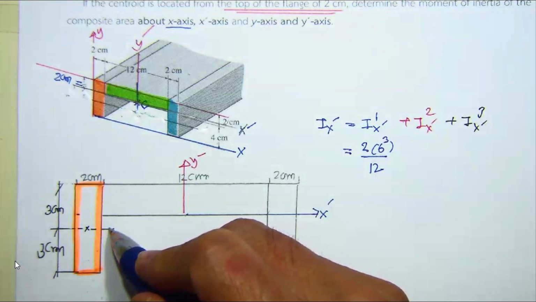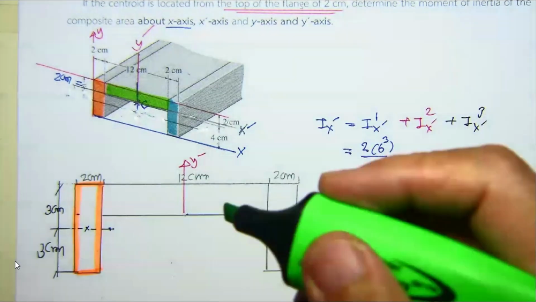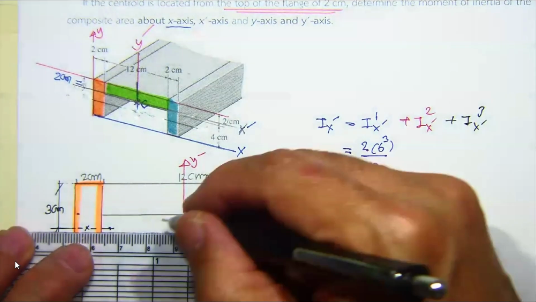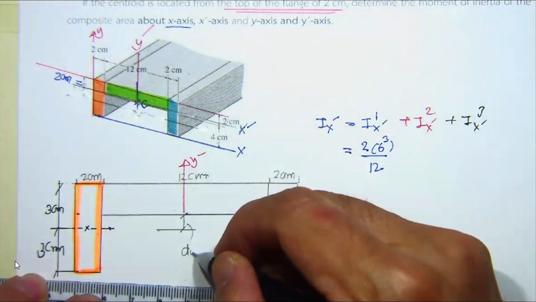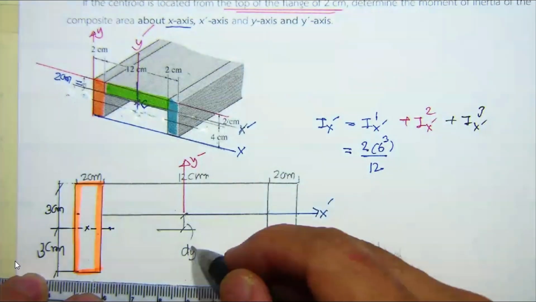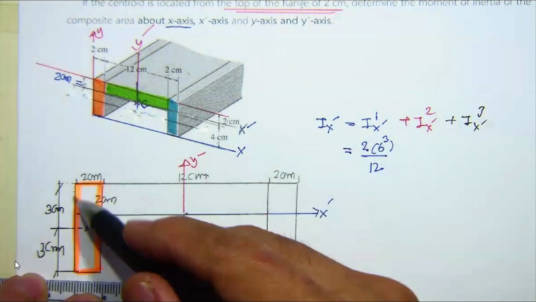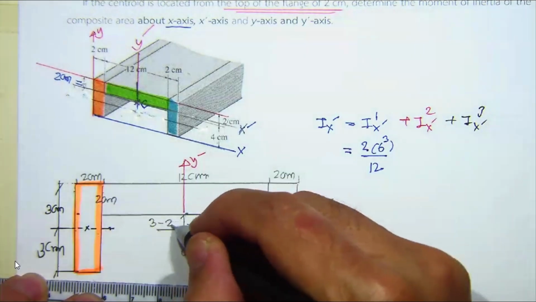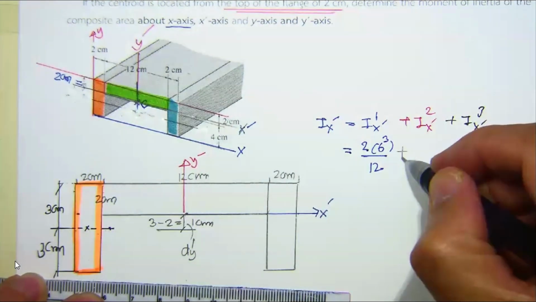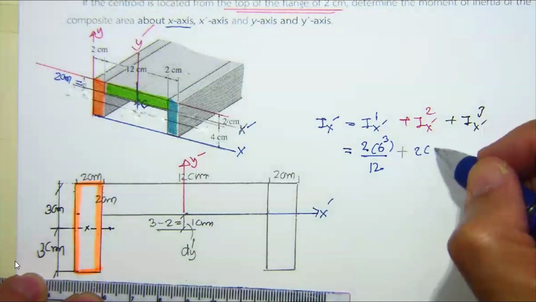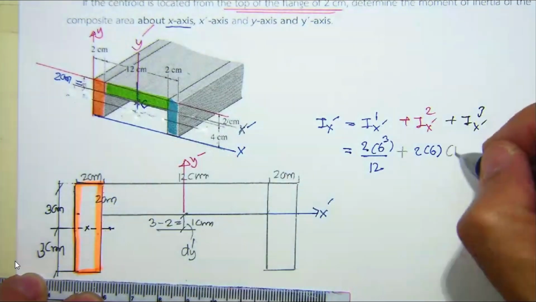Then what we have kept, that's going to be the second area. It's going to be the distance from here to here, and this is going to be the d sub y for number 1. And then this is 2 centimeter. So this is 3, this is 2. This is going to be 3 minus 2 equal to 1 centimeter. So we have this one plus the area, 2 times 6, the area, and then we have 1 squared.